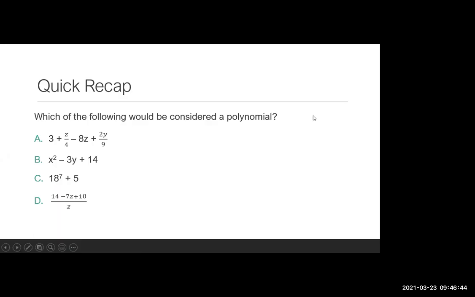Just a quick recap. Remember that in order to be a polynomial, there can be no division of variables and no negative exponents. So check your denominators, those are just numbers, so we're okay. No division of variables, no negative exponents, that works in B. C, no division of variables, no negative exponents, we're good there. Uh-oh, division of variables, that's why D is not going to work here as a polynomial.